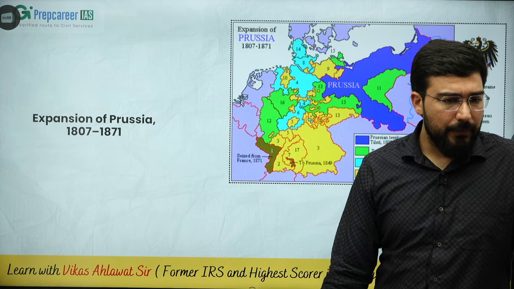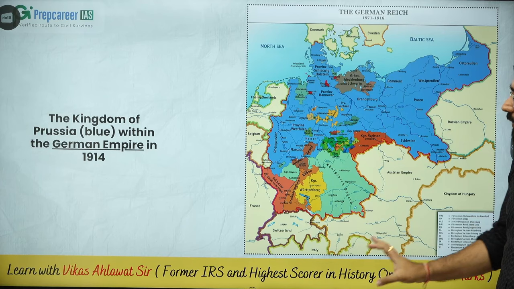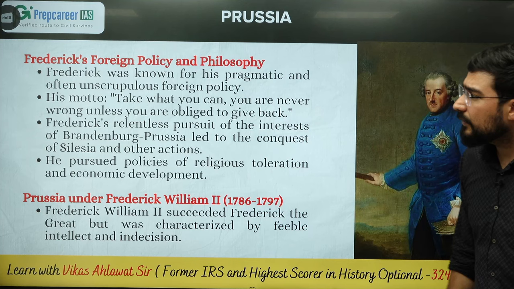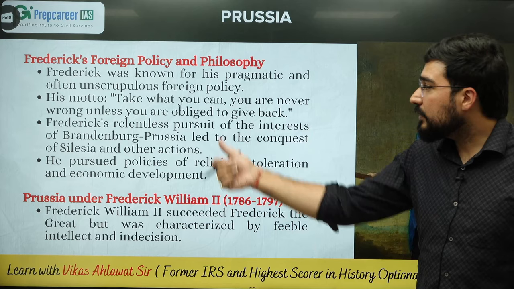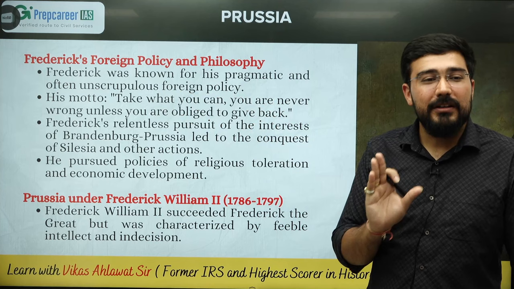This is the empire which will eventually be created. Even though Prussia was later limited to the northern part, later on this also became a part of it in 1871. If we see his foreign policy, when we say he was an enlightened despot, not in foreign affairs. See his motto: take what you can, you are never wrong unless you are obliged to give back. Only when they tell you, that was a mistake. Okay, this is something. That's why his foreign policy was very much criticized by everybody.